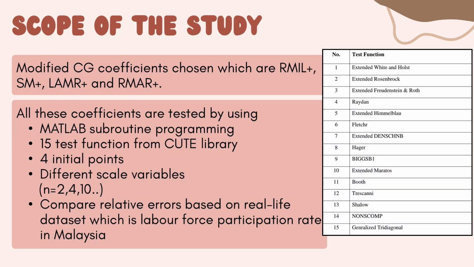The modified CG coefficients chosen are RMIL+, SM+, LAMR+, and RMAR+. All these coefficients are tested by using Matlab subroutine programming, with 15 test functions selected from the CUTEst library, using 4 initial points and different scale variables, n equals 2, 4, 10. Lastly, we compare relative errors based on a real-life dataset, which is the labor force participation rate in Malaysia.